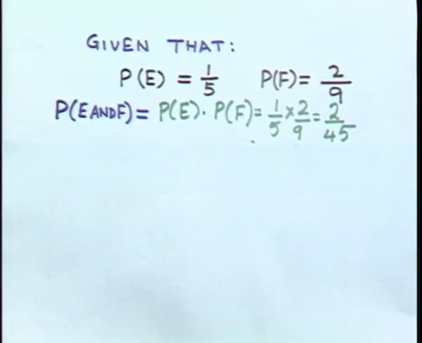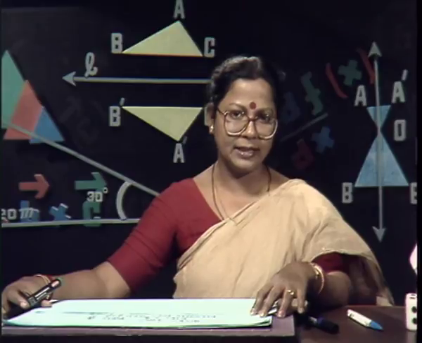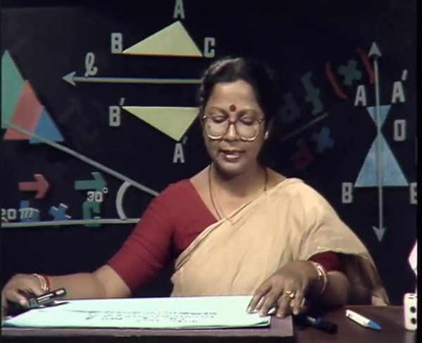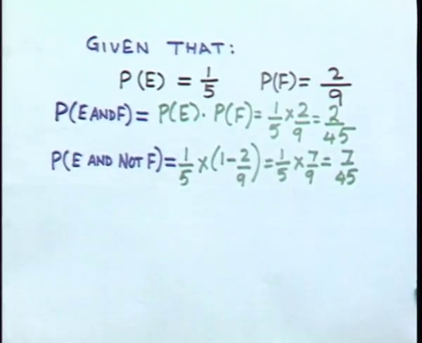Next, probability of only husband being selected and not wife, that is probability of E and not F, is equal to probability of event E multiplied by 1 minus probability of event F. So, 1 upon 5 into 1 minus 2 upon 9, that is equal to 1 upon 5 into 7 upon 9, which is equal to 7 upon 45.